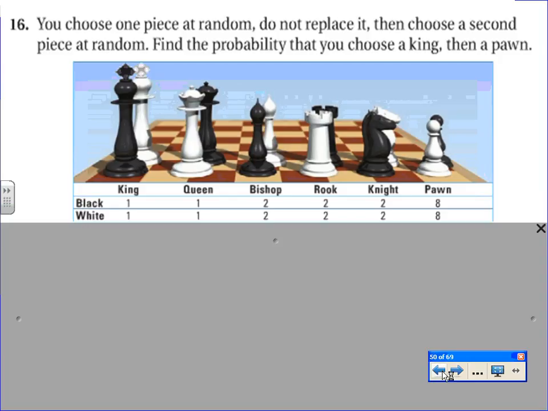Okay, what did you get? What kind of event was that? Good job. Dependent event, so you have 2 over 32 times 16 over 31. You end up with 1 over 31 once you completely simplify.